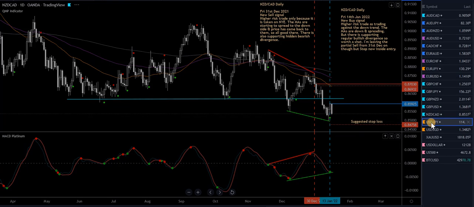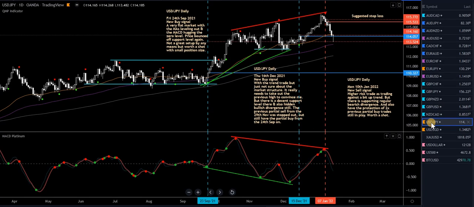So it's New Zealand CAD. Let's look at this. USD Japanese yen, highlighted for a reason. Here we go, another one of these. All right, let's have a look at what we're doing here. We're going to buy here. That's the 24th of September, it's a long way away. Nice uptrend. Going to keep that buying as long as I can.